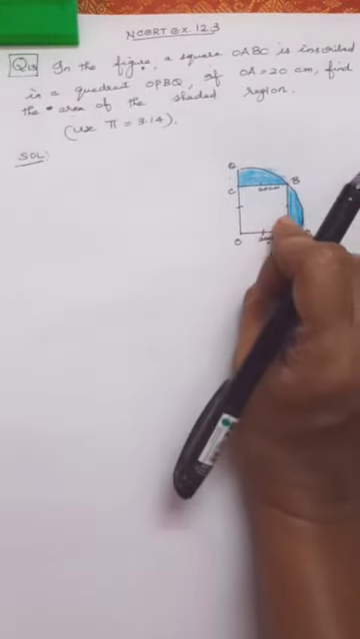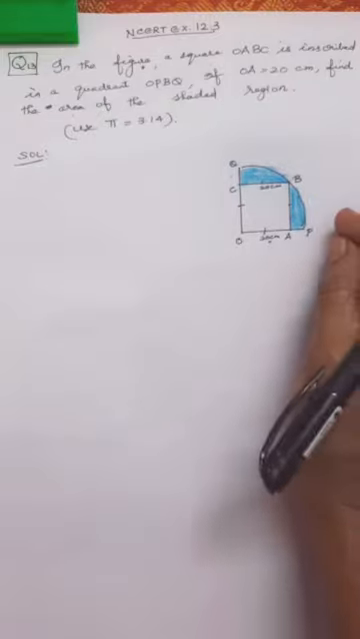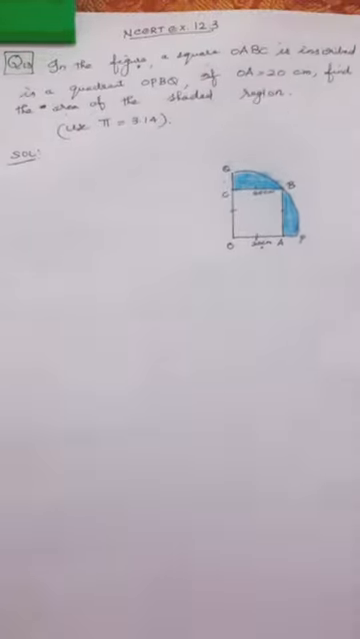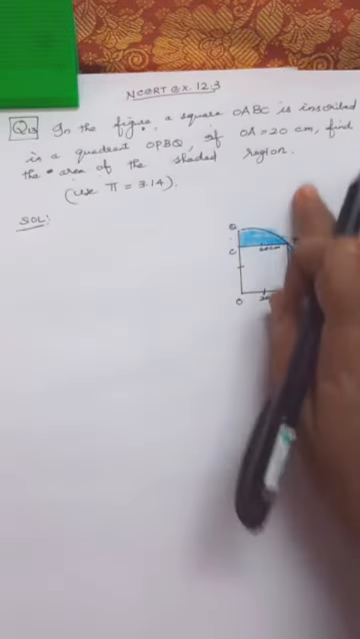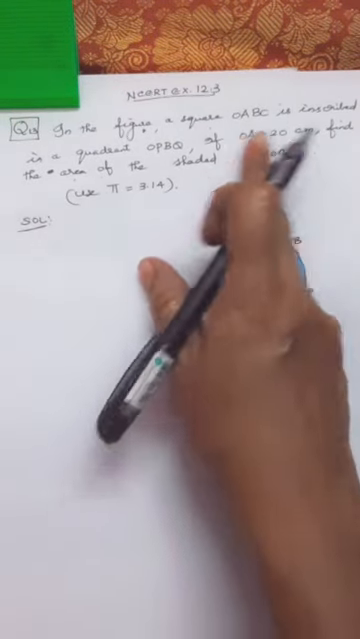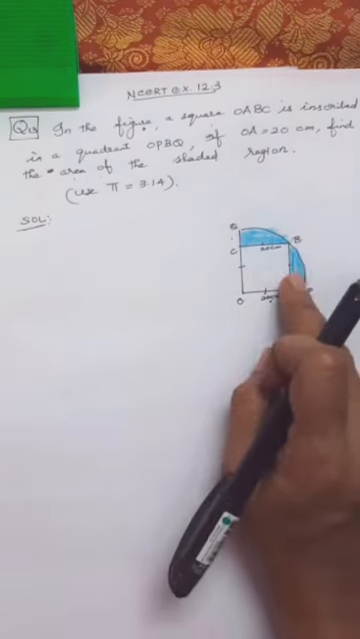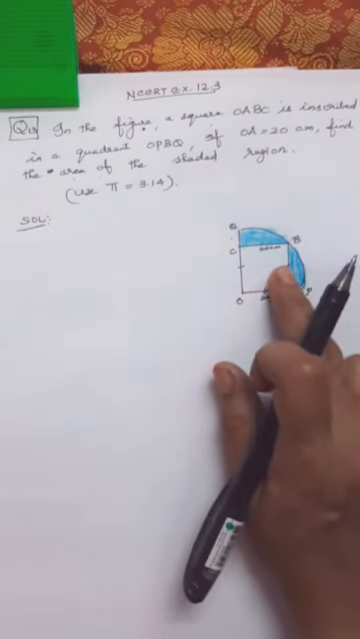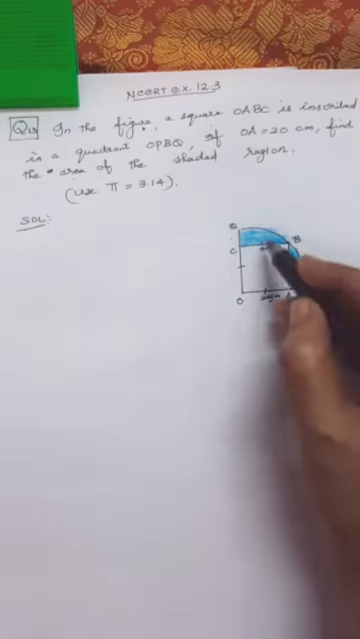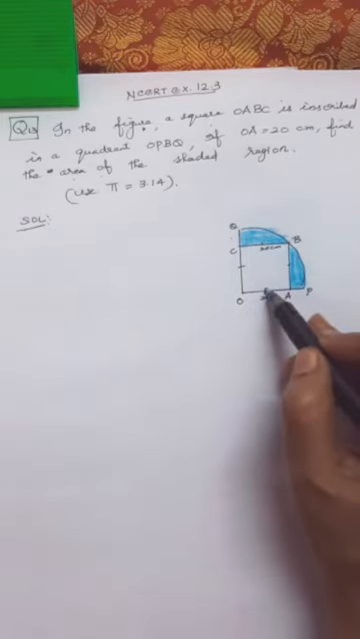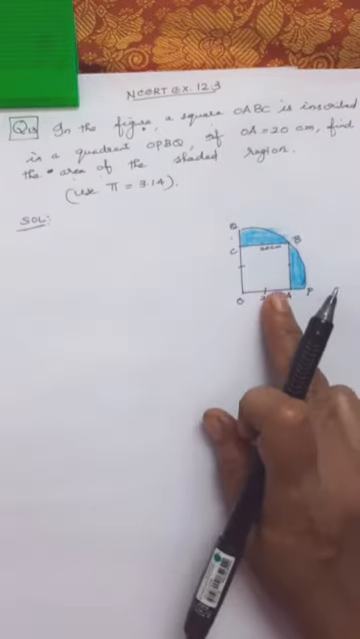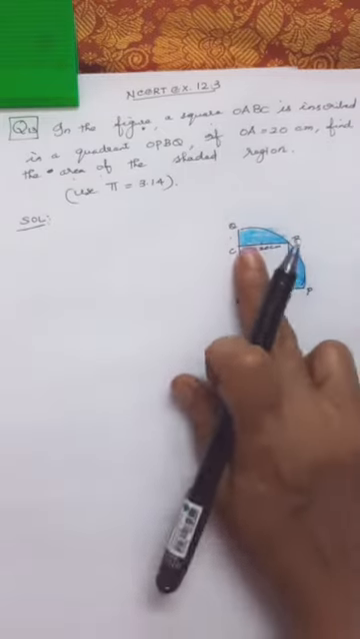By seeing the figure itself, we can understand how to find the area of the shaded region, because it's a simple question. Here OABC is mentioned as an inscribed square. Inscribed square means that within the quadrant a square is formed. So OPBQ is a quadrant and OABC is a square.